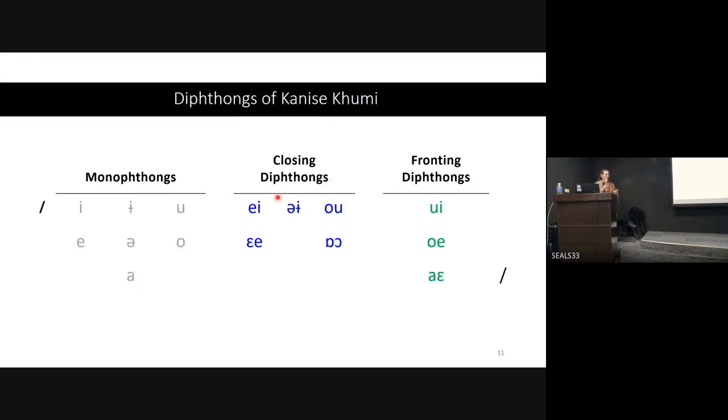And you'll see here our results differ a bit from the perceived system. Right here you can see we found only one O; we didn't find 2 vowels there. So that leaves us with a rather symmetrical 7 monophthong system. And then we did find these 5 closing diphthongs and 3 fronting diphthongs.